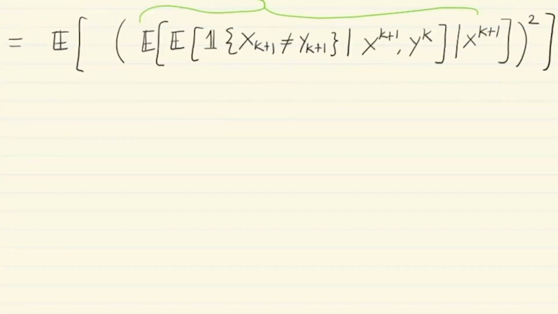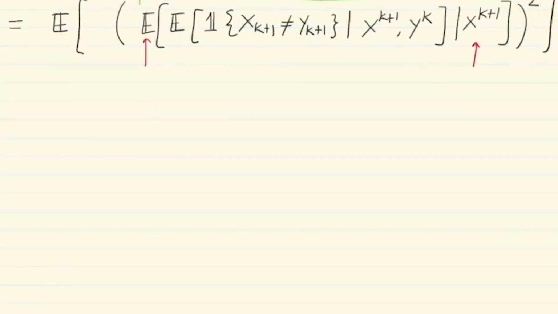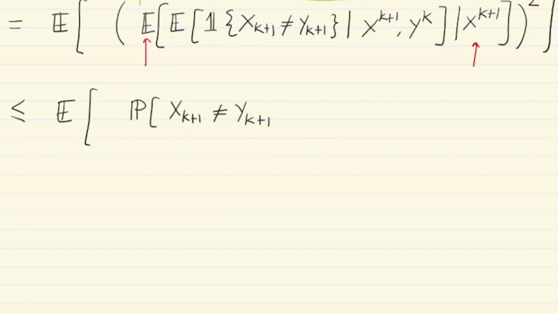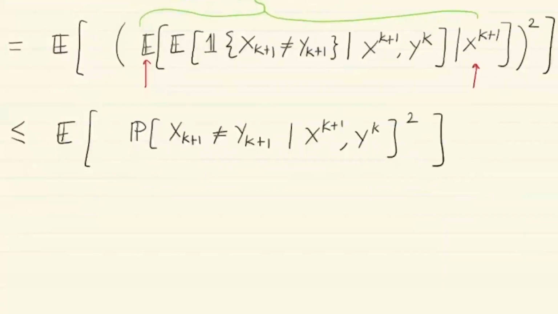Now let's apply Jensen's inequality to this conditional expectation with respect to xk plus 1, which is being squared. It's the square of an expectation, and because the square is a convex function, we can bring the conditional expectation outside the square. So it is less than or equal to the expected value, where the outer E remains the same. The thing that comes out combines with the E outside, and what is left inside is the probability that xk plus 1 not equal to yk plus 1, given xk plus 1 comma yk, the innermost probability, which gets squared. So this is basically Jensen's inequality for the square function, in its conditional form.